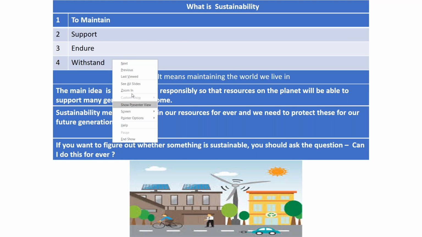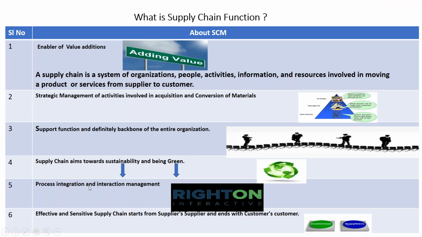Next is process integration and interaction management. As I said, it integrates all the processes and it's interactive management. Now, supply chain means there is a planning department, there is warehousing, there is a procurement cell, there is a demand forecasting cell, there is vendor development. All these functions are interacting together very closely, and their processes are very well integrated so that your business objective is met properly. So supply chain function enables that. It's a strong enabler to all this.